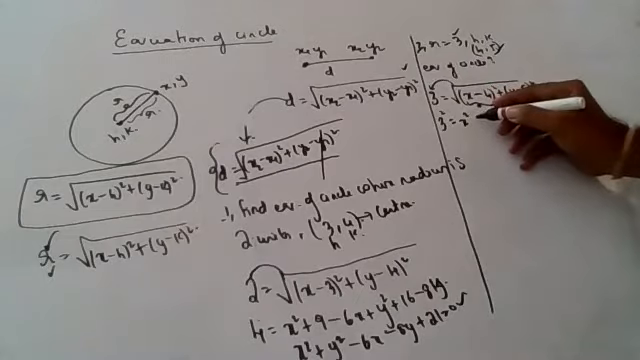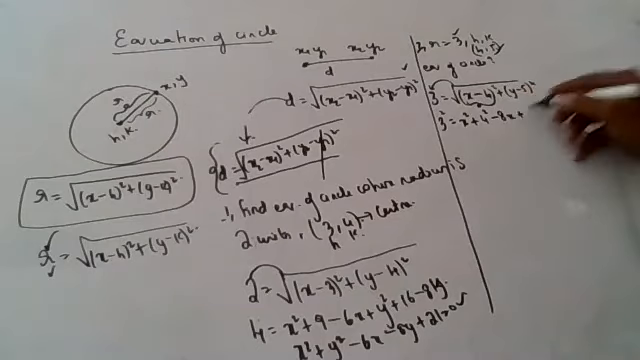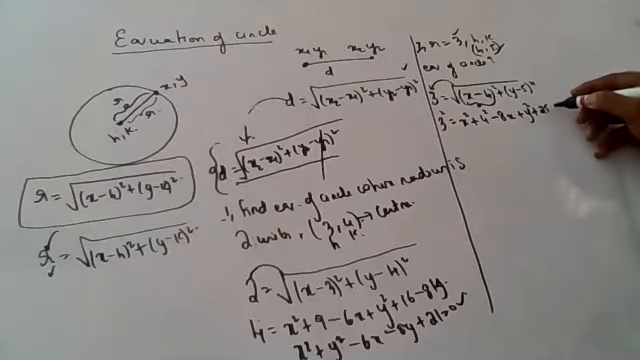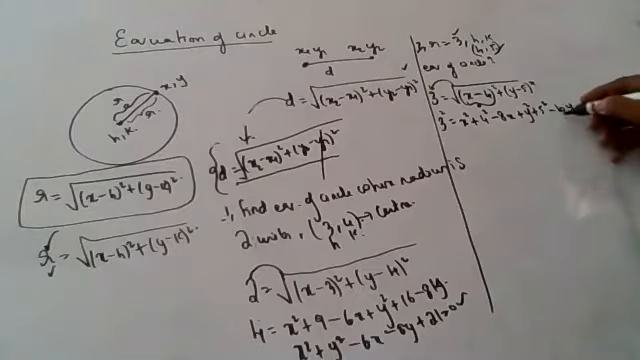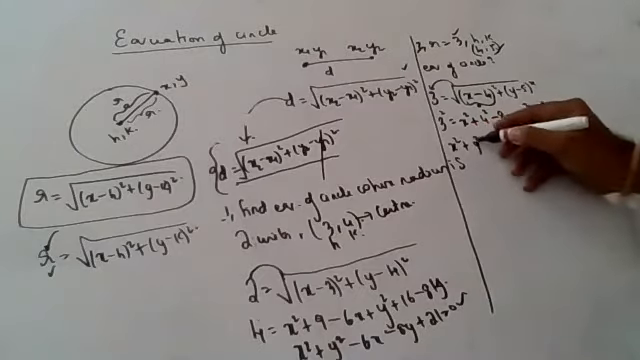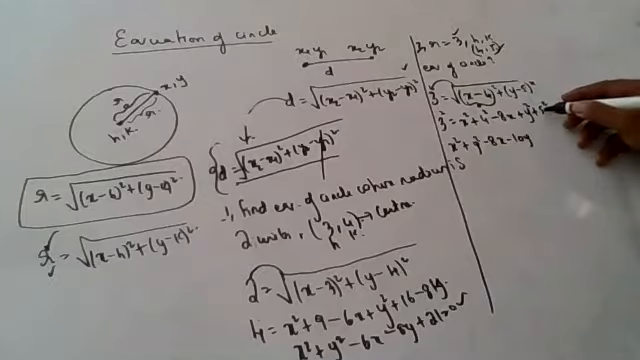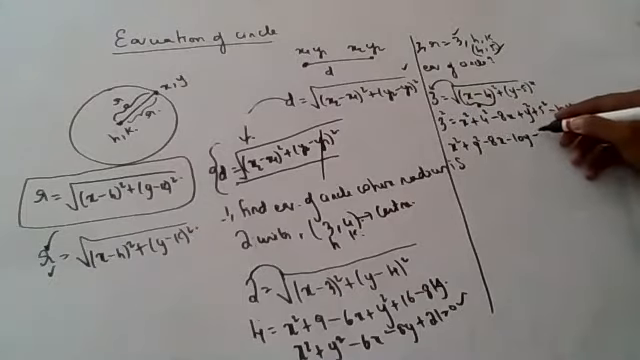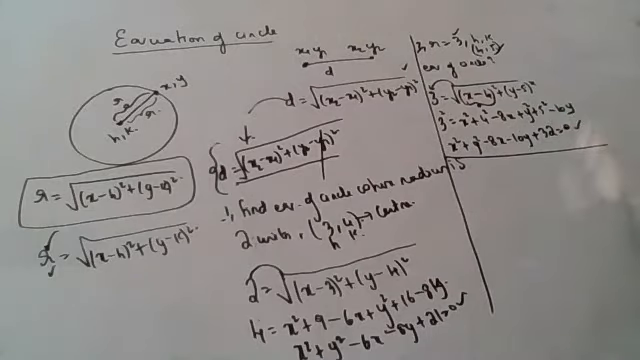Yes, sir. x square plus 4 square, minus 2 fours are 8, 8x. Again, y square plus 25, which is 5 square, minus 2 fives are 10, 10y. So x square plus y square minus 8x minus 10y. 16 plus 25 is how much? 41. 41 minus 9 is 32. This is the equation of the circle.